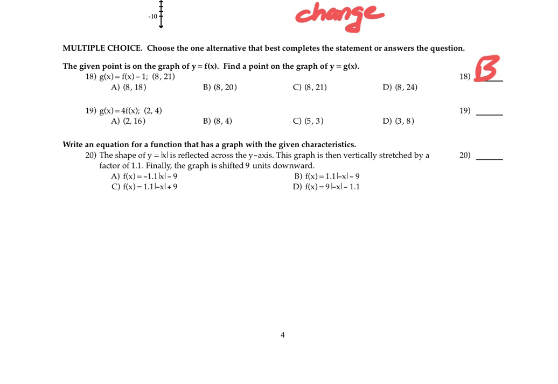So now I've reduced my choices to either A or B, and then I got to look at another change. Okay, reflect across the y-axis and a vertical stretch of 1.1. So we got to decide which one gives me that. So try to make those as easy as you can. Okay, process of elimination kind of thing.